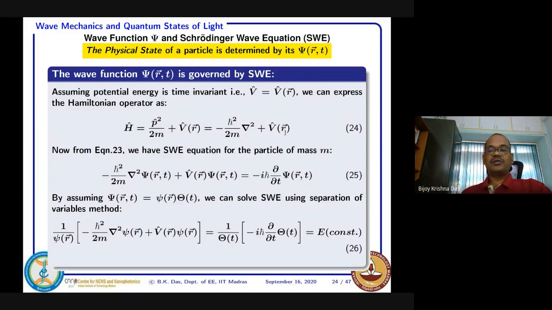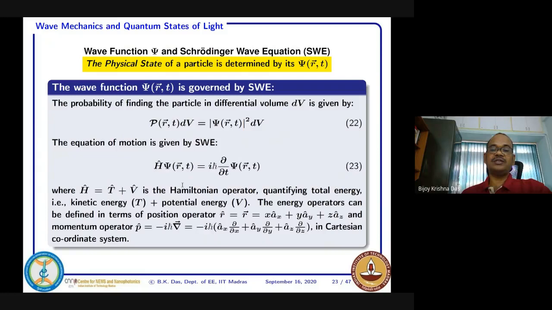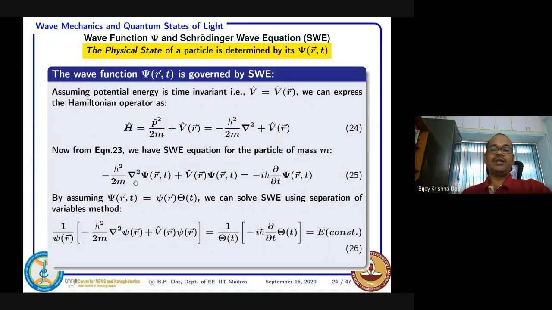Fine. So now from equation 23, we have the Schrodinger wave equation for the particle of mass m. What is that? Equation 23, the original Schrodinger wave equation. I am just inserting the Hamiltonian operator, whatever I have derived there, I want to insert here. After inserting this Hamiltonian operator in equation 23, I get this equation, with left hand side and right hand side.